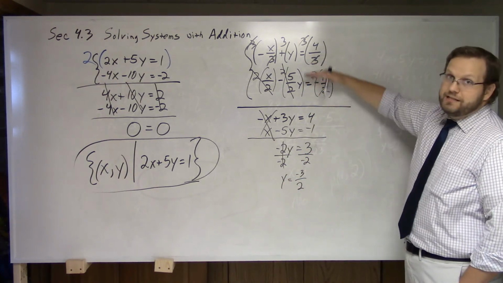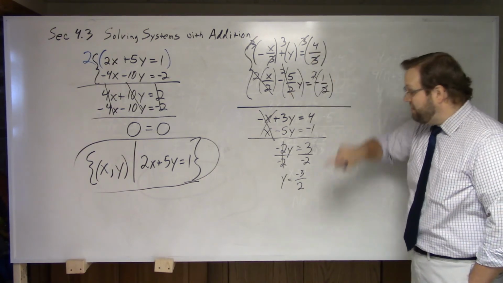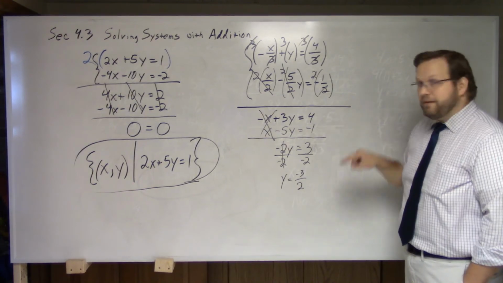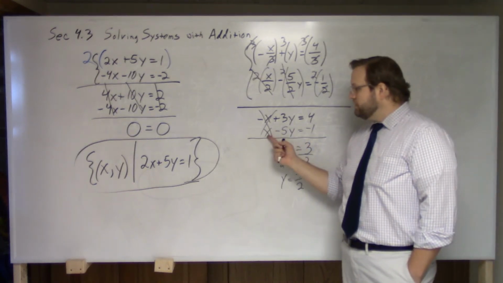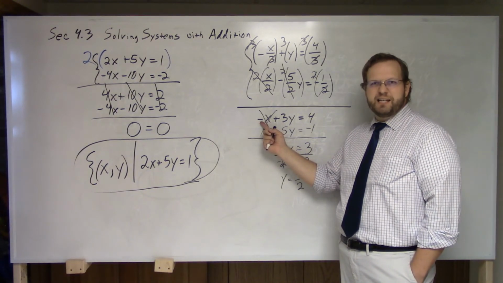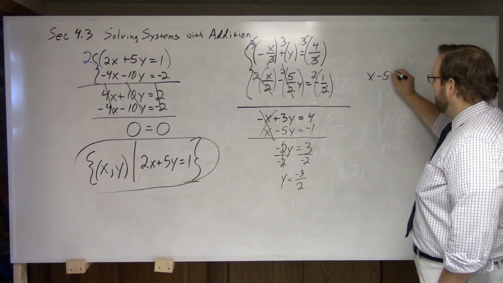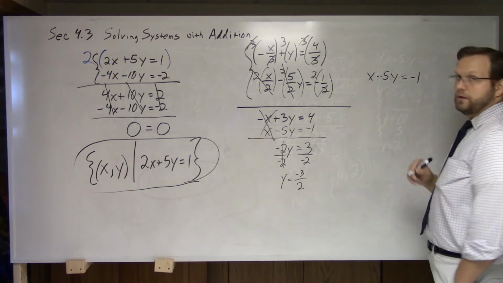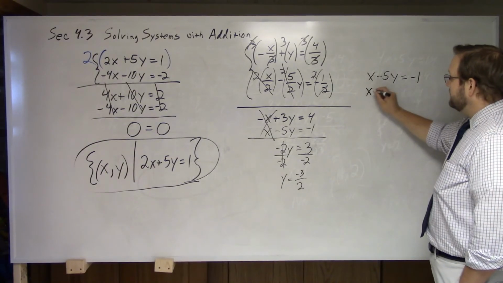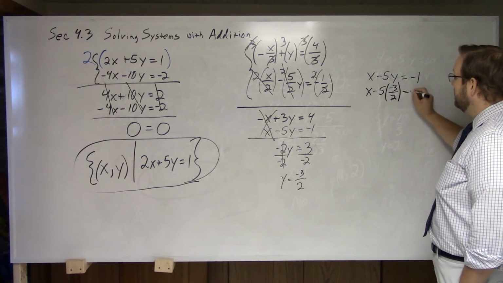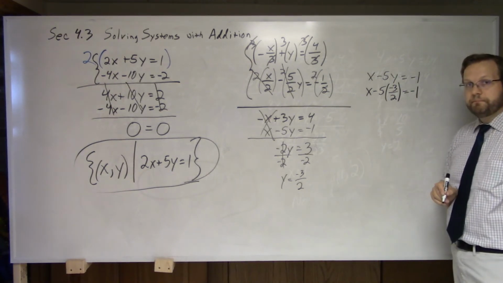I would avoid these because you got fractions to begin with and then you're plugging another fraction on top of that. Go with one of these, okay? If I'm looking for x, I'm going to pick this one because up here I would have to contend with that negative sign. So I'm going to go with this. x minus 5y equals negative 1. x minus 5 times negative 3 over 2 equals negative 1.